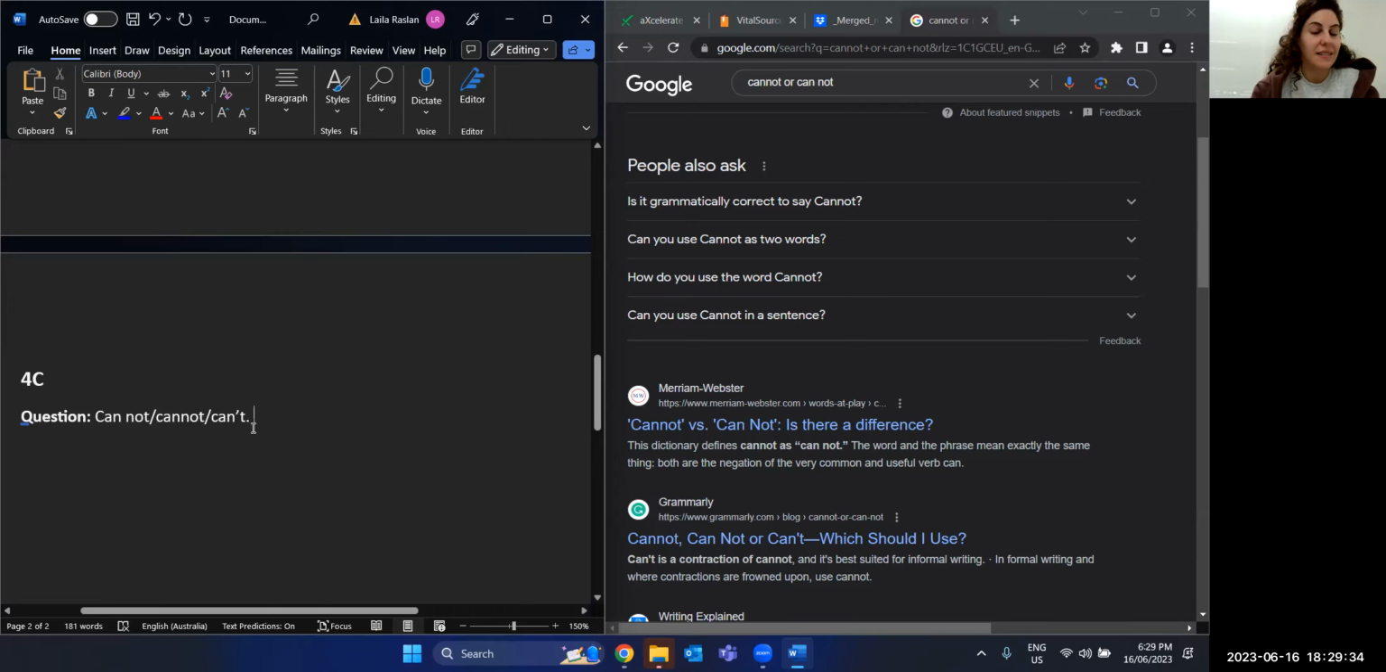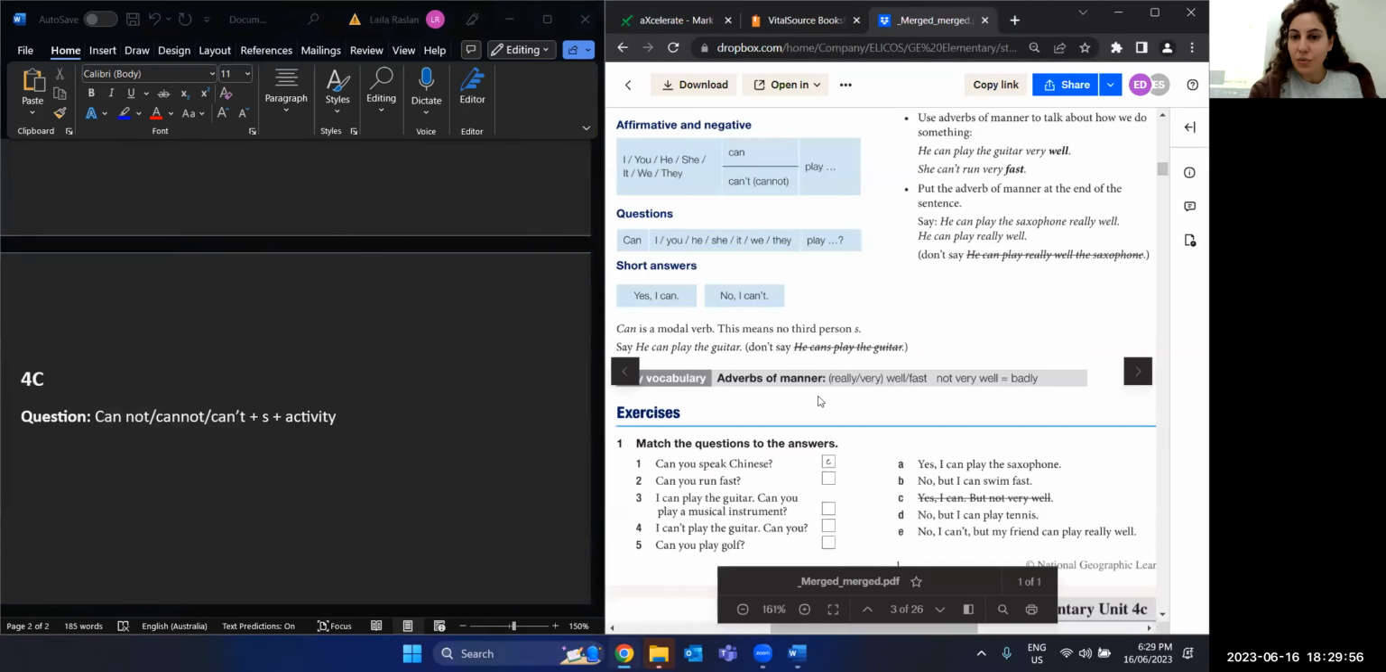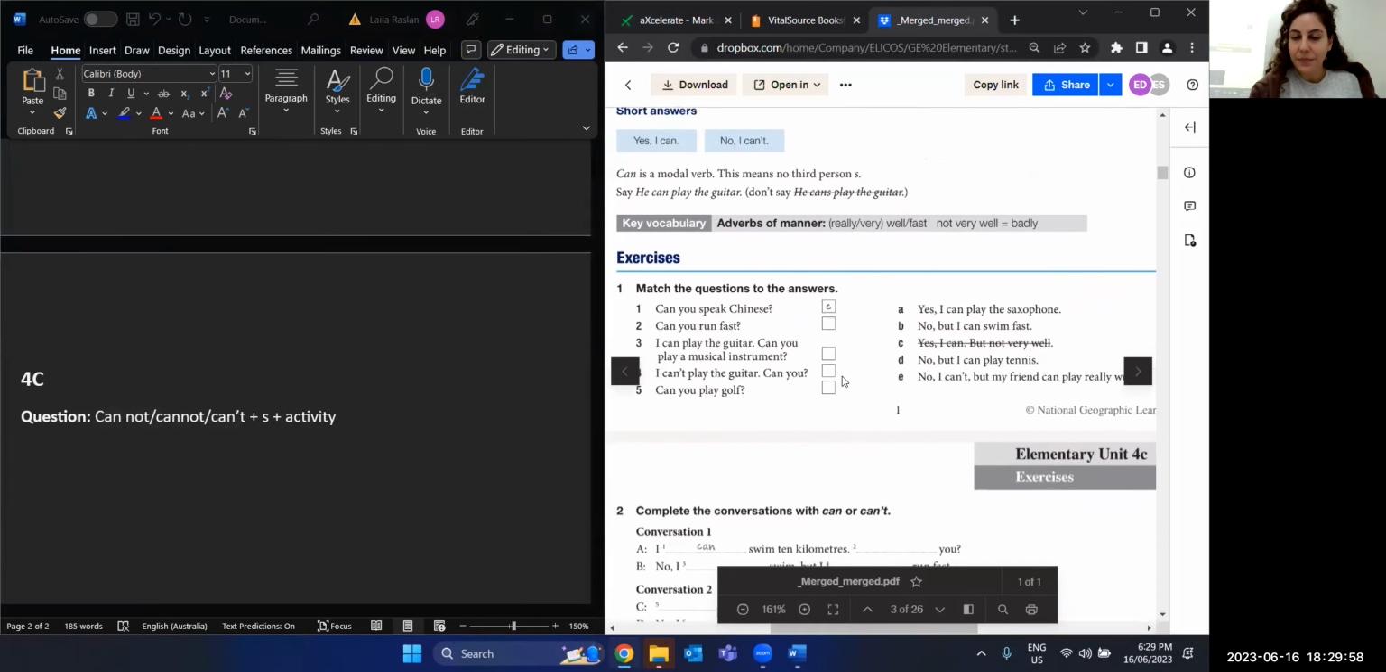So three ways. And remember the activity. All this week, we've been talking about activities, about free time. What do we do in our free time, in our activities? What activities do we enjoy? Do we like? So let's practice really quickly.